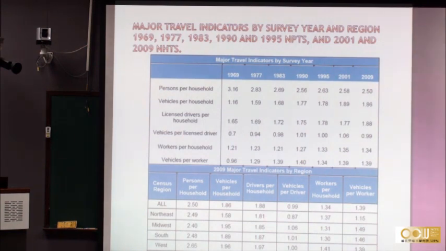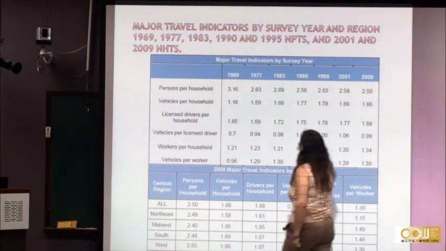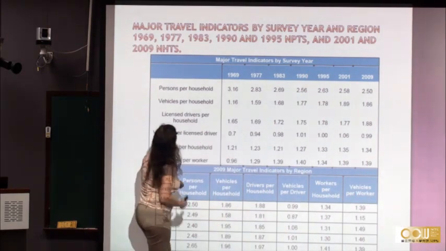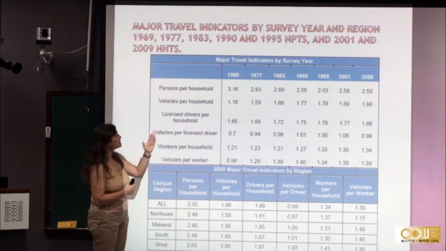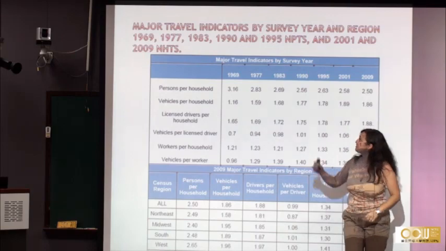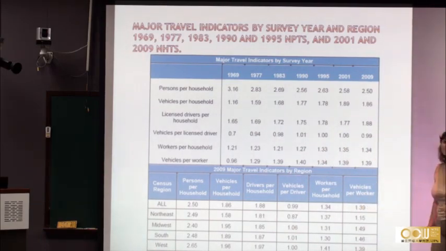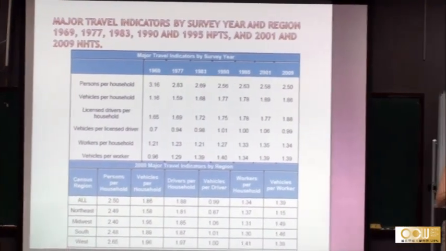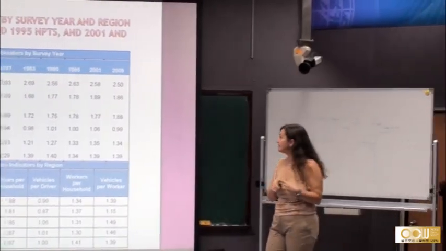Now some numbers, some basic statistics that we are using; these are also delivered by people at the Federal Highway Administration. Okay, I think this is quite interesting. Look at this: persons per household from 1969 to 2009. Declining, right? From 3.2 to 2.5. So it means more single persons in the household, fewer kids. This is the way the society is evolving in the United States.